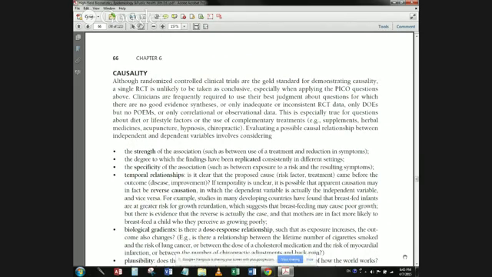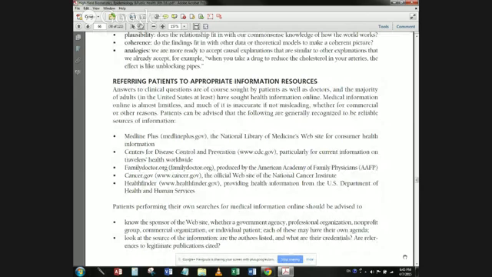Plausibility. Does the relationship fit in with our common sense knowledge of how the world works? Coherence. Do the findings fit in with other data or theoretical models to make a coherent picture? Analogies. We are more ready to accept causal explanations that are similar to other explanations that we already accept. For example, when you take a drug to reduce the cholesterol in your arteries, the effect is like unblocking pipes.